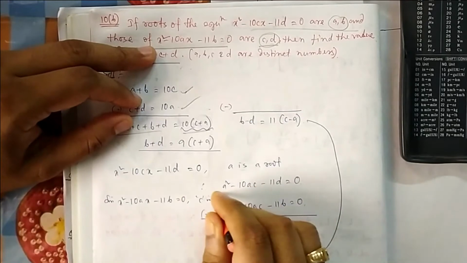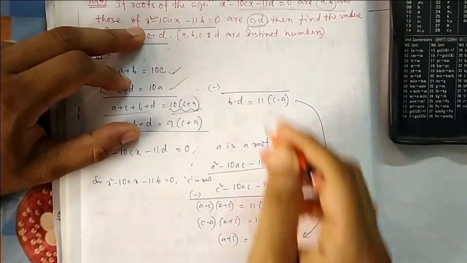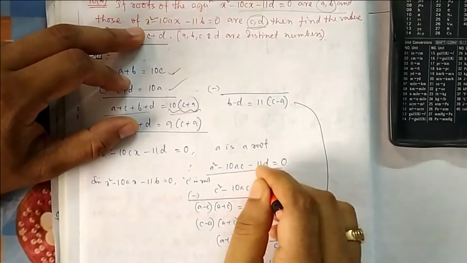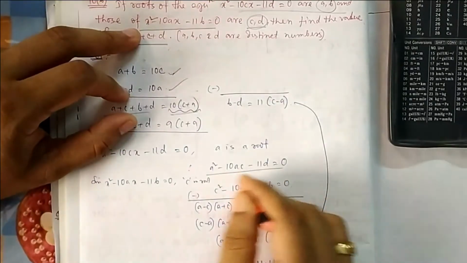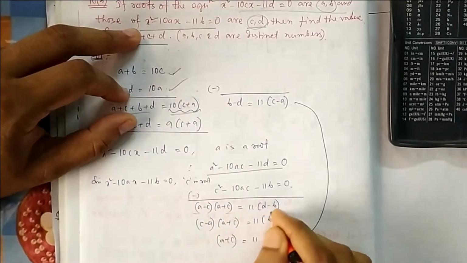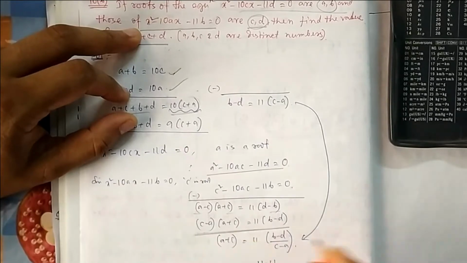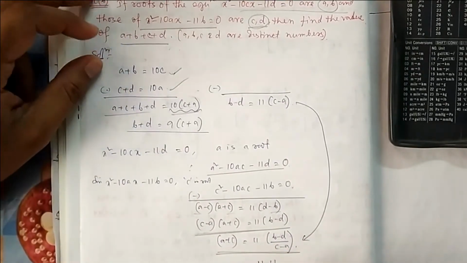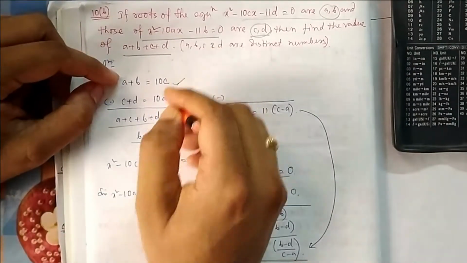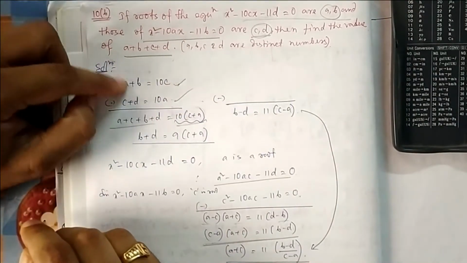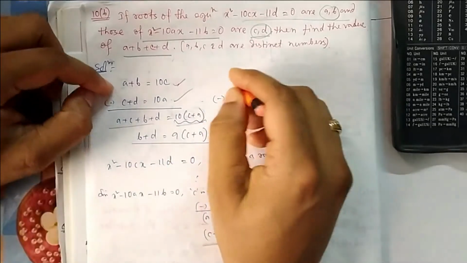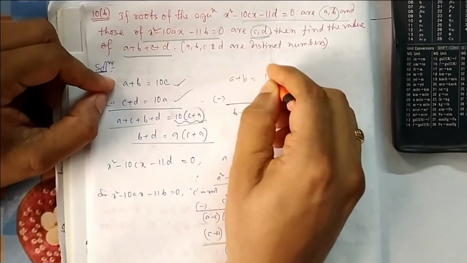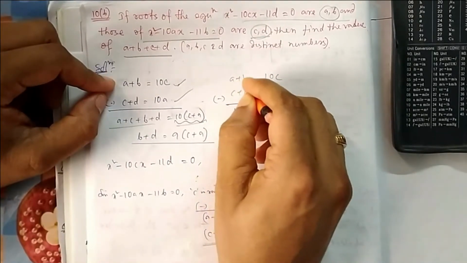So for that I am putting here A square minus 10AC, because A is the root of this one, so it should satisfy this. C is the root of this one, so it should satisfy this. If I deduct it, I get something of this expression. Now I need C minus A and B minus D. So from this equation you can get C minus A and B minus D if you subtract these two.